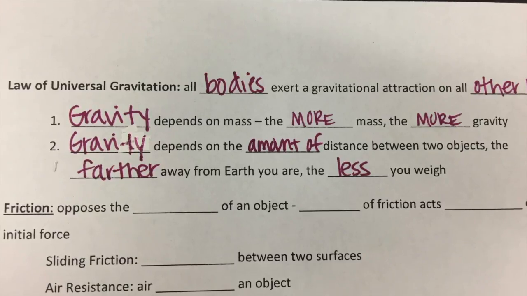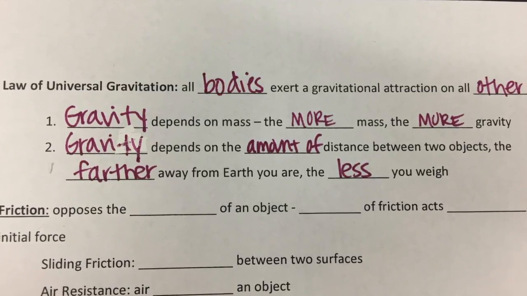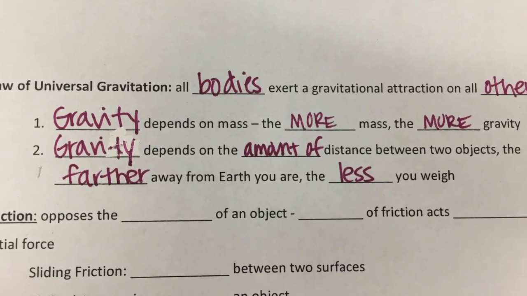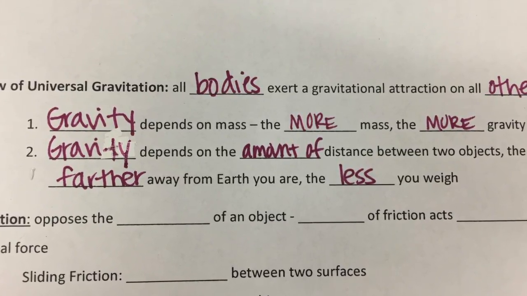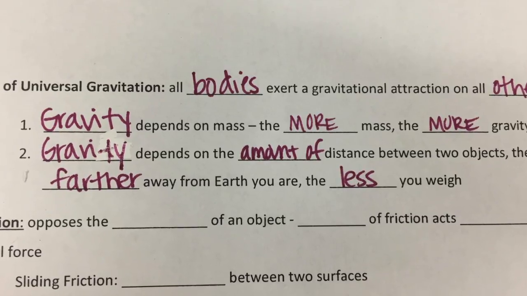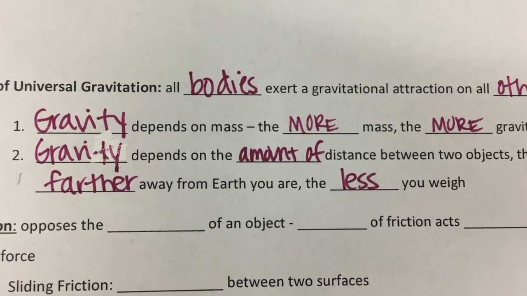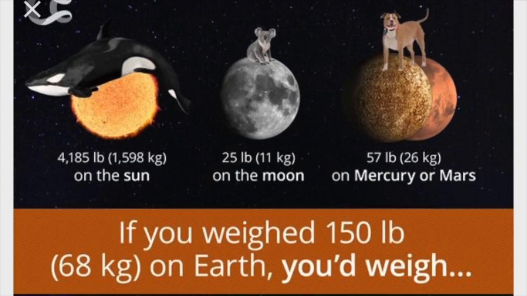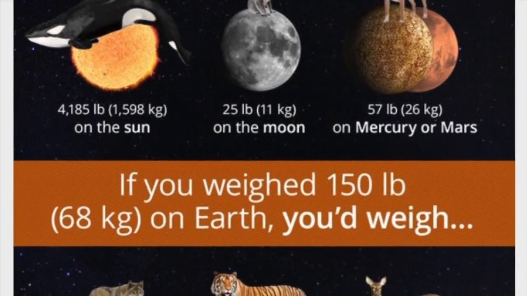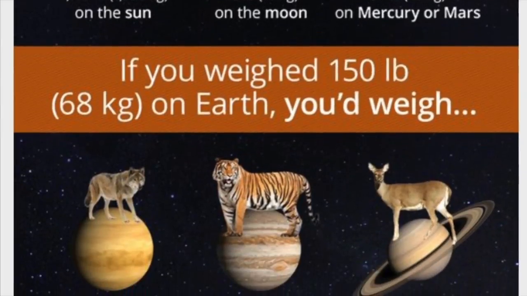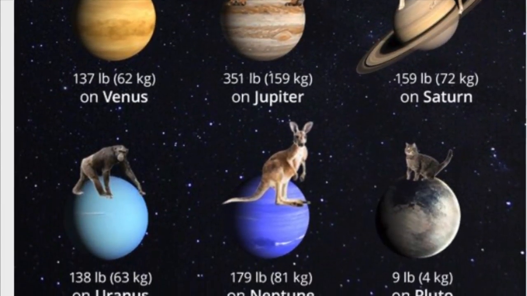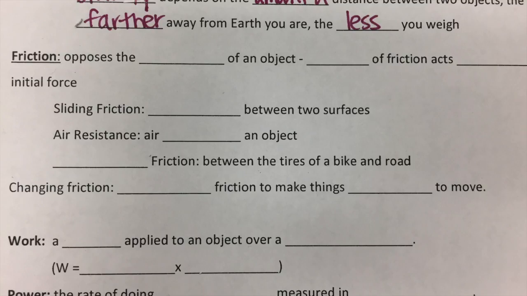Gravity also depends on the amount of distance between two objects. So the further away from an object you are, the less that gravity is going to affect you. And so the further away from Earth you are, the less you would weigh because of Earth's gravity. So here's a few different pictures. If you weighed 150 pounds on Earth, this is what you would weigh on some of the different planets.